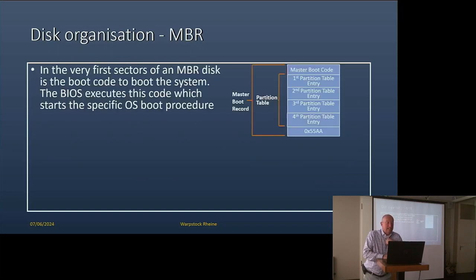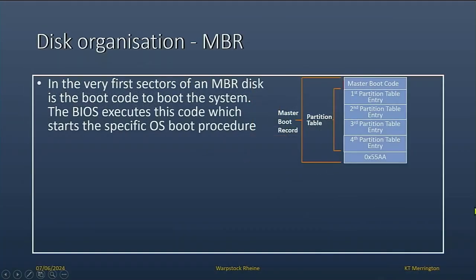Okay, let's have a look at MBR. We should all know this basically. The very first sector, your master boot code, your partition tables, and what you see, if this works, the signature. And you think, but I saw AA55. It depends how you represent it, little endian or what have you.